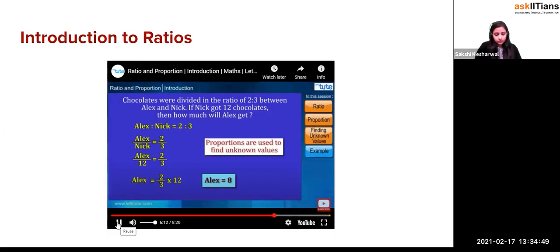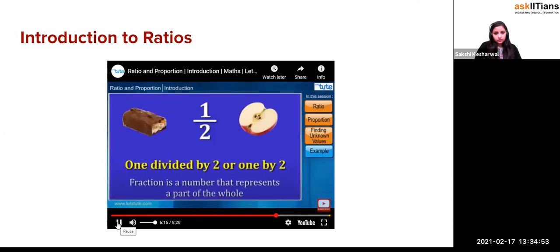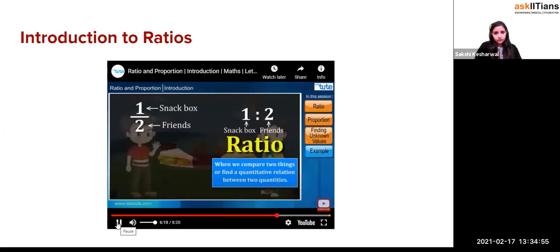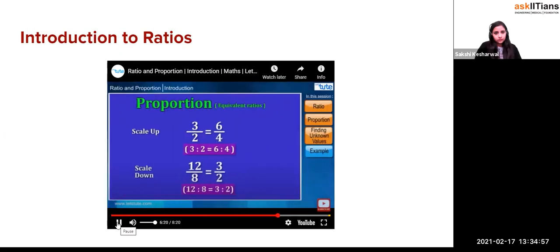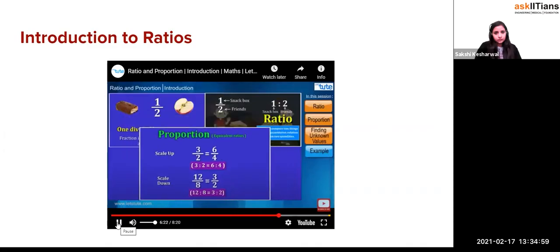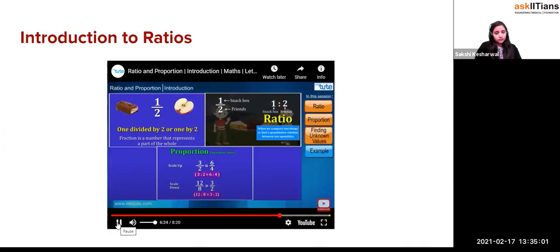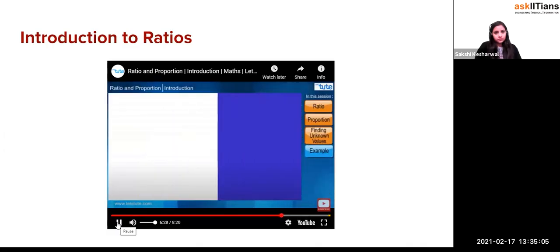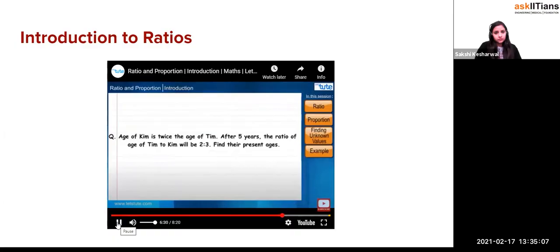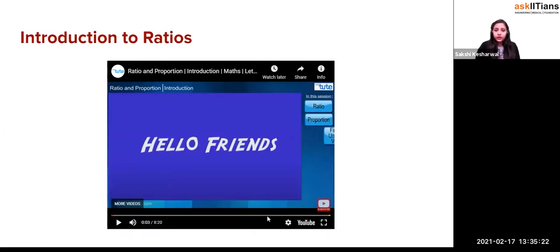I hope you are now completely clear on what a fraction, a ratio, and a proportion are, and also the difference between all three. Let's look at a slightly more complicated problem before we end this session. If the age of Kim is twice the age of Tim, after 5 years, the ratio of the age of Tim to Kim will be 2 is to 3. Find their present ages. So we'll be doing this question.